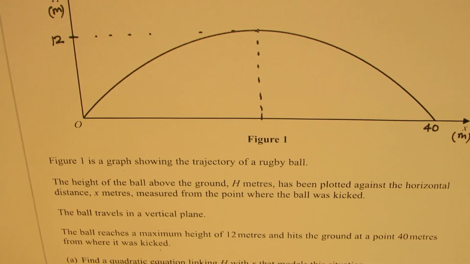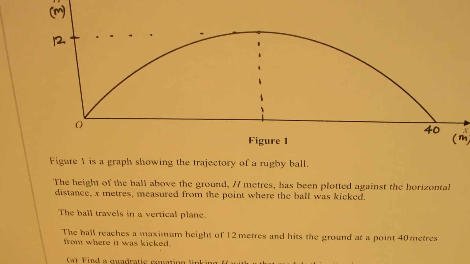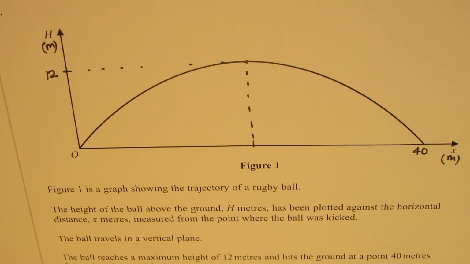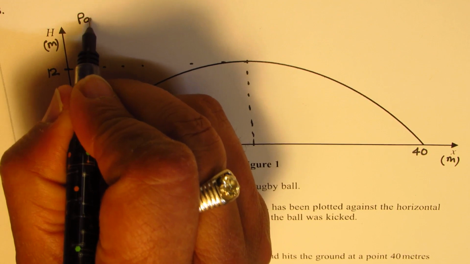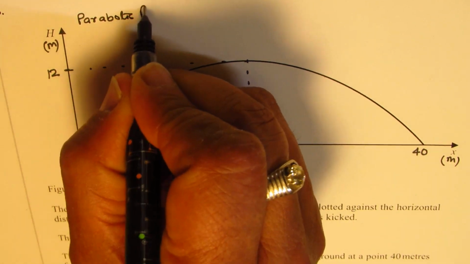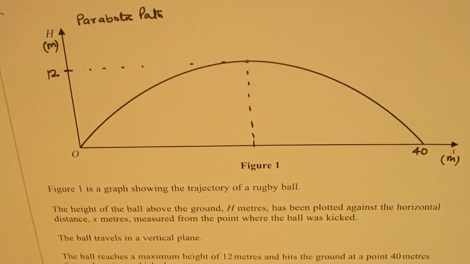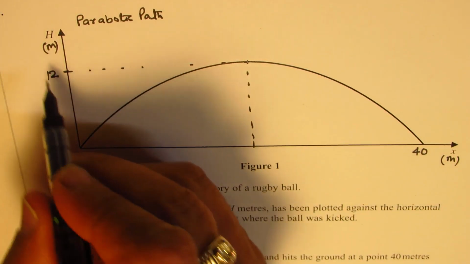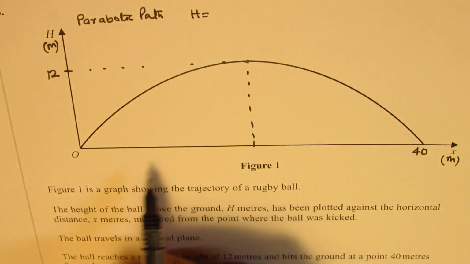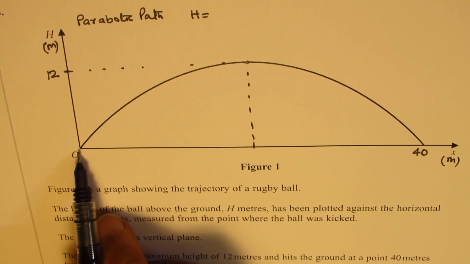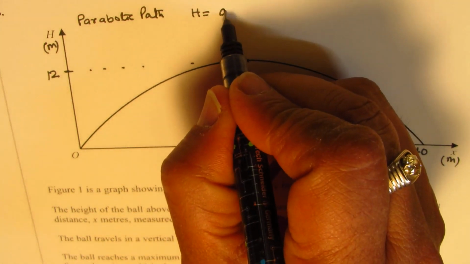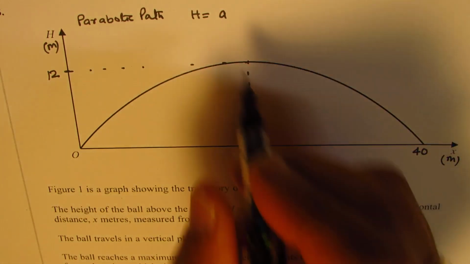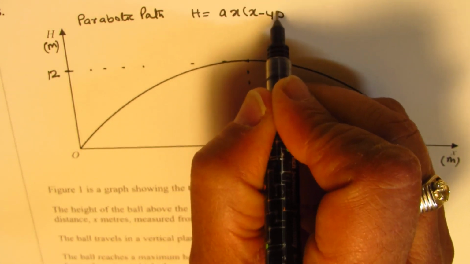A, find a quadratic equation linking h with x that models the situation. So we are going to assume here that it's a parabolic path, and then we'll model. Now, we could use the different forms of the equation. So h can be written, if I use the intercept form, we have got one root at 0, the other one is 40. So we can say a times x times x minus 40, correct?